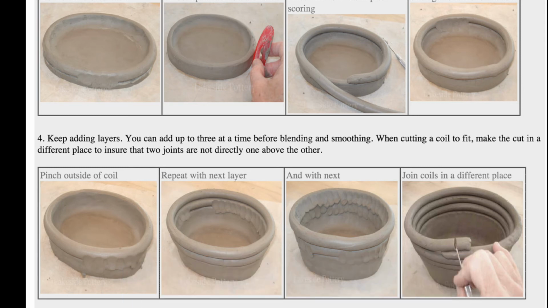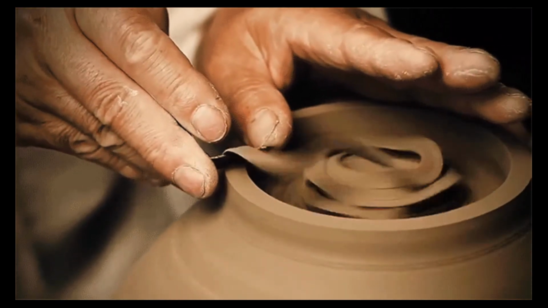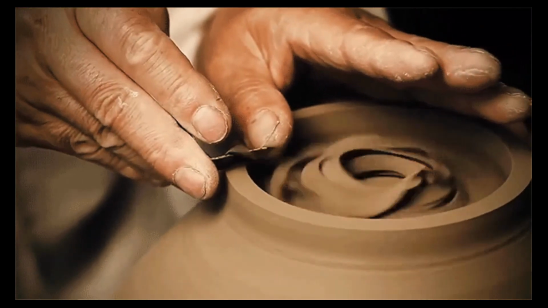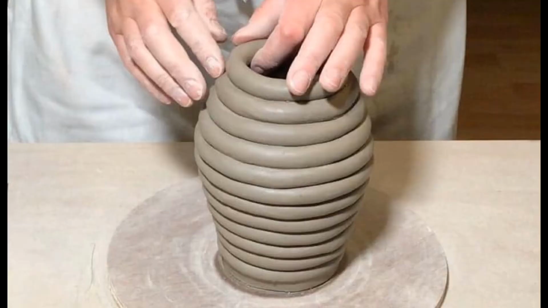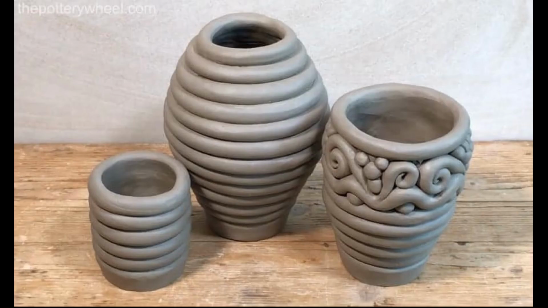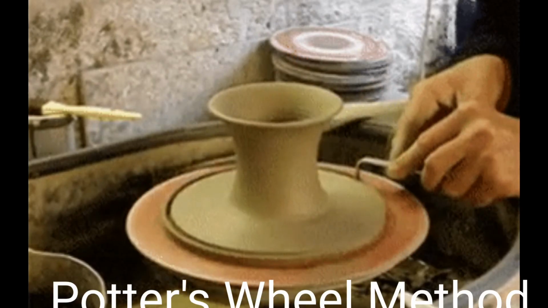Now 2. The coil method. This involves the process of making clay products by using coils of clay around a ball continuously until the desired shape is formed. This method can be used for making any type of pot or bowl or vase, but it takes a long time and requires skill.